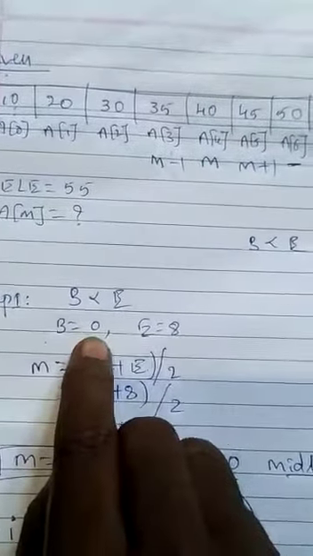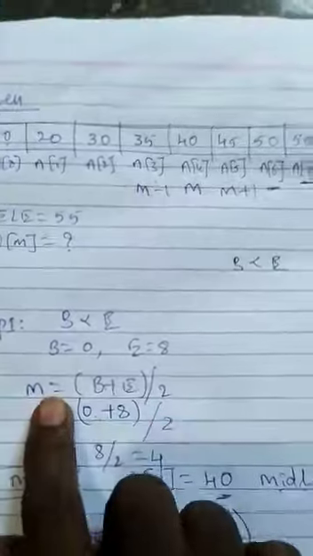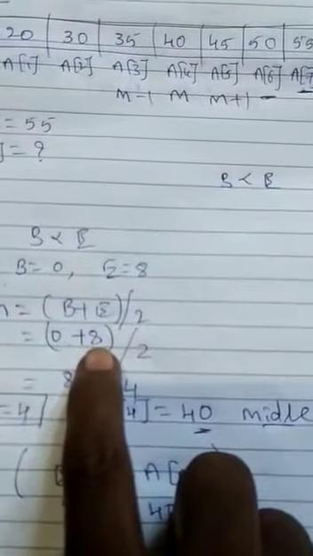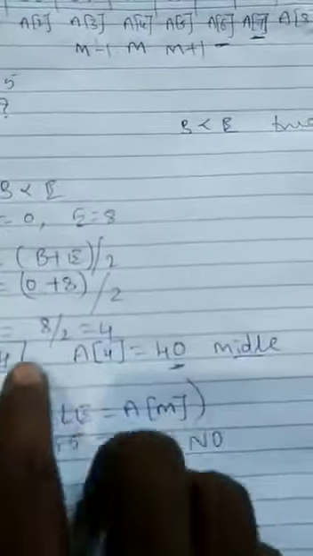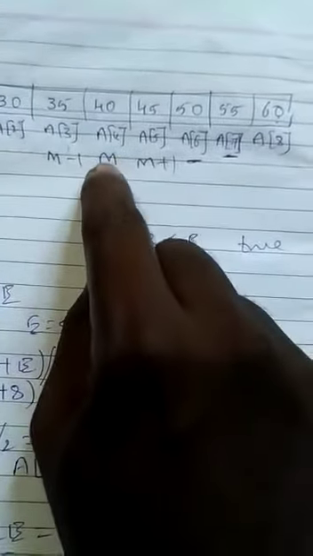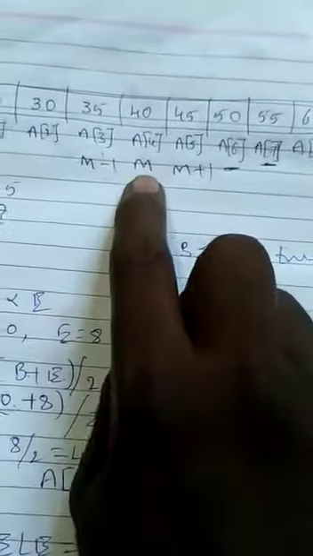Now beginning position is 0, ending position is 8. We need to apply the formula: middle element is equal to integer of beginning plus ending divided by 2. What is the beginning value? 0 plus ending position 8, divided by 2. 8 by 2 is 4. It will be A of 4. M is the middle element, 40 is the element we located in the middle position.